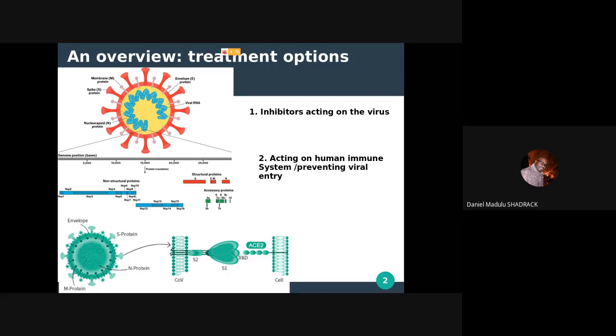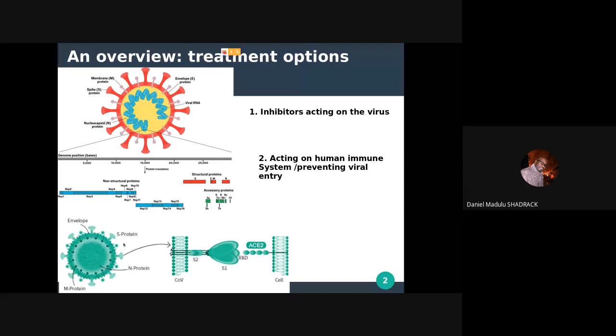Coronavirus 2 and coronavirus 1 that occurred a couple of years ago share many similarities. This offers treatment options, either to target the coronavirus itself, so we can design drugs or inhibitors that inhibit the activity of the virus, or to target the human immune system and prevent the viral entry into the human cell. And this will be the focus of this talk.